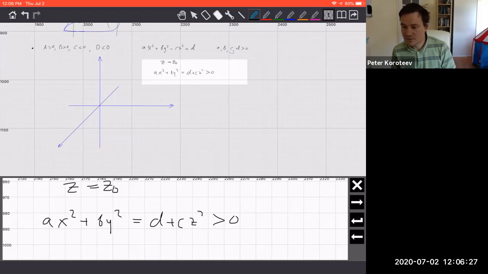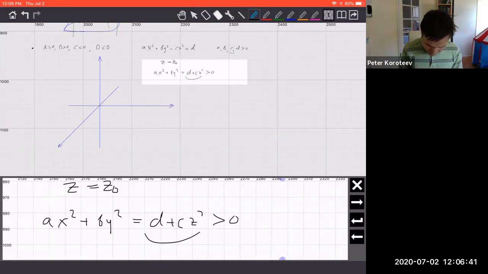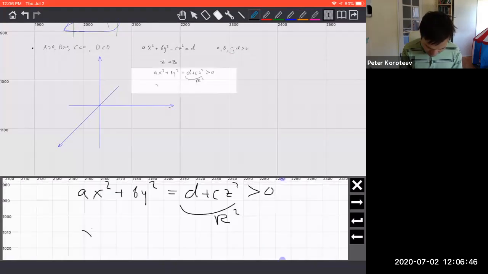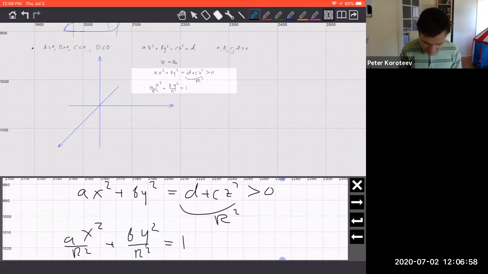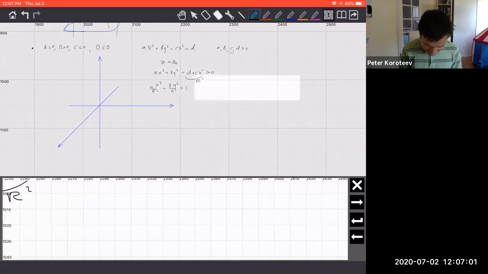So eccentricity, I don't think depends on z though, right? Eccentricity depends only on a and b. What depends on z is the overall size, right? So let's call this whole thing r squared, and then you can write the equation for the ellipse as a x squared over r squared plus b y squared over r squared equals 1. And eccentricity is the ratio, is this, right?